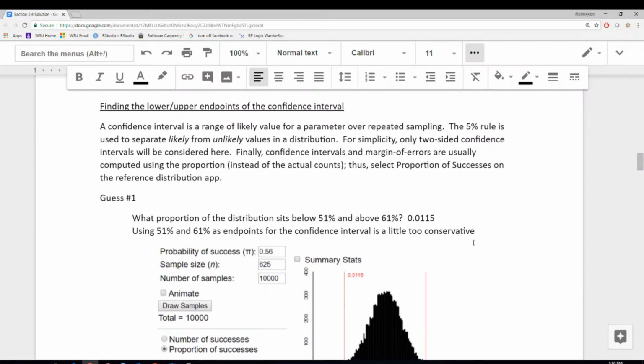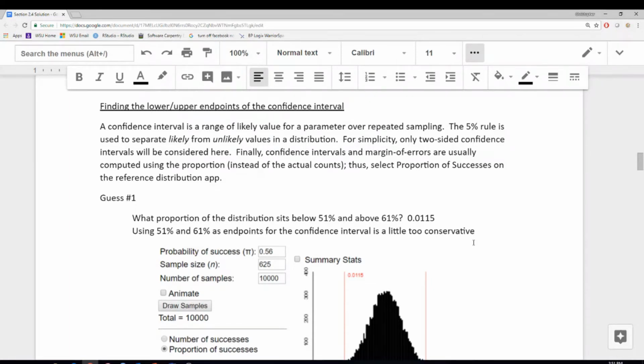So how do I find the lower and upper endpoints of a confidence interval? Recall that a confidence interval is a range of likely values for a parameter over repeated sampling. The 5% rule is used to separate likely from unlikely values in a distribution. For simplicity here, only two-sided confidence intervals are going to be considered. Those are by far the most common.